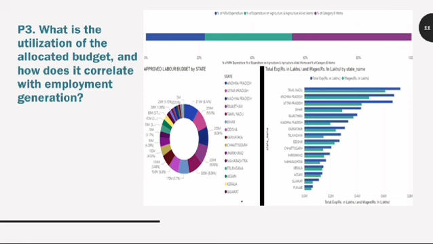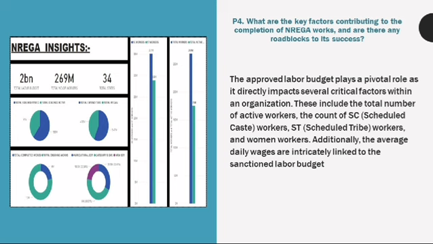Well, the next problem statement is what are the key factors contributing to the completion of NREGA works, and are there any roadblocks to its success? For this solution, we have used a pie chart, donut chart and stacked column chart for displaying the NREGA insights.